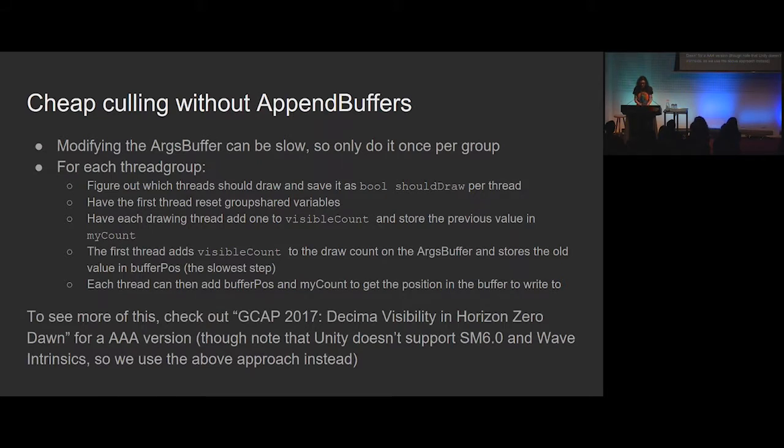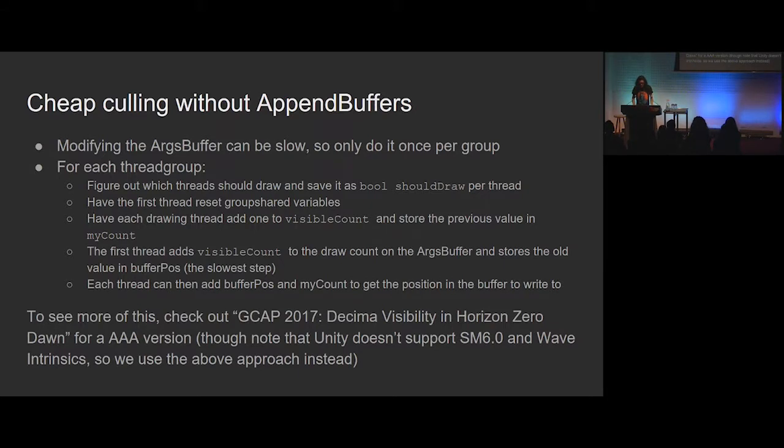As an example, for each thread group, first we figure out what thread should draw, and save it in a variable. Our first thread in the group can be thought of as the leader in many ways. Have it reset all the group shared variables. Each drawing thread will add one to a visible count. This is a group shared variable in this case, and by performing an atomic add on it, we can increment it by 1 and save its previous value to some local spot that we can get to.